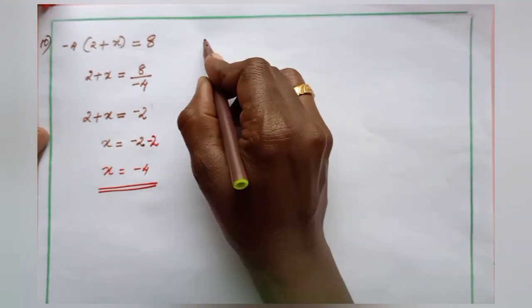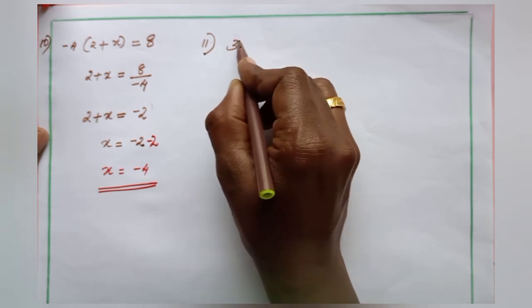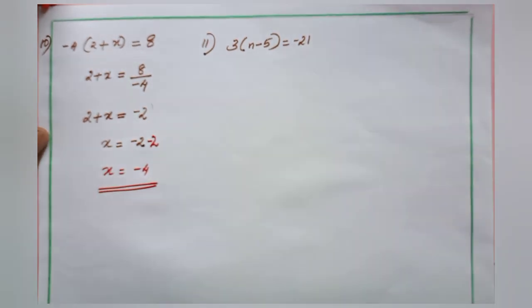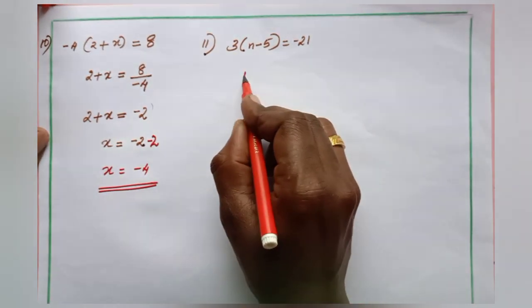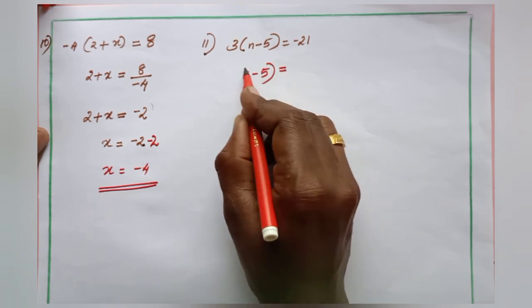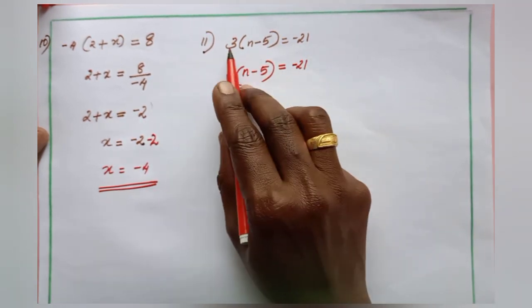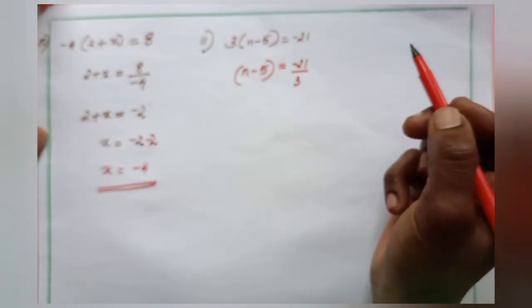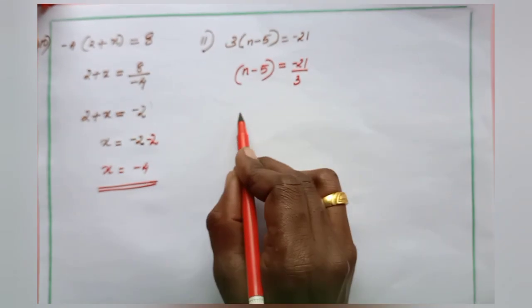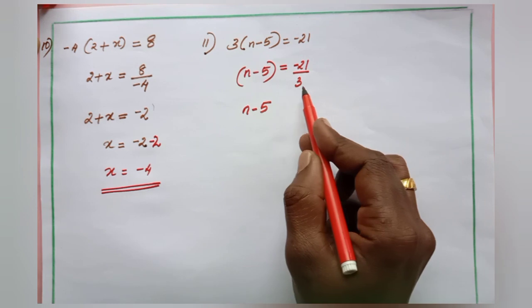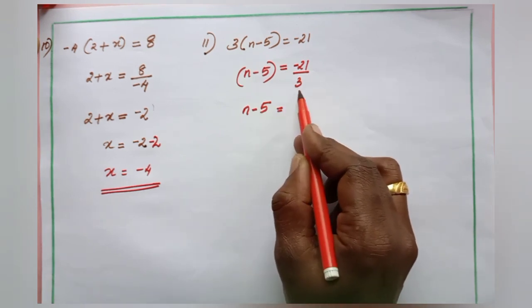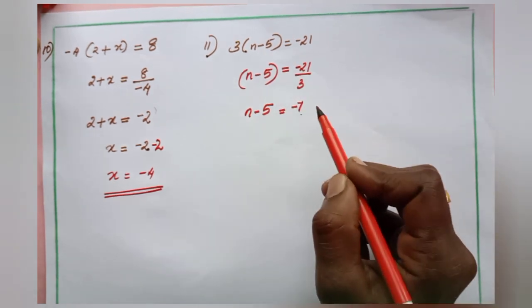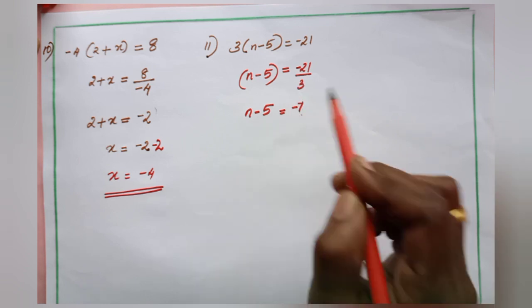Okay. Listen, the 11th question. 3 into n minus 5 equal to minus 21. So 3 into, take it to the right side, it becomes division. So we get minus 21 divided by 3. Now do the calculation on the right side. Negative 21 divided by 3 is negative 7. Negative divided by positive is negative.